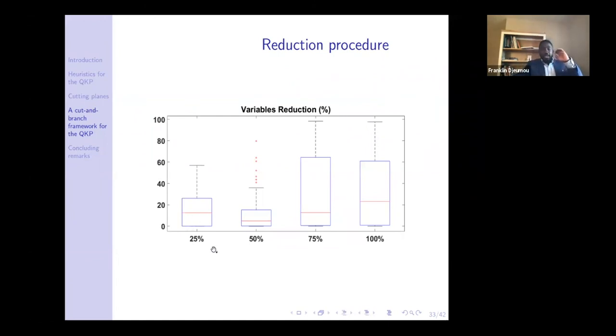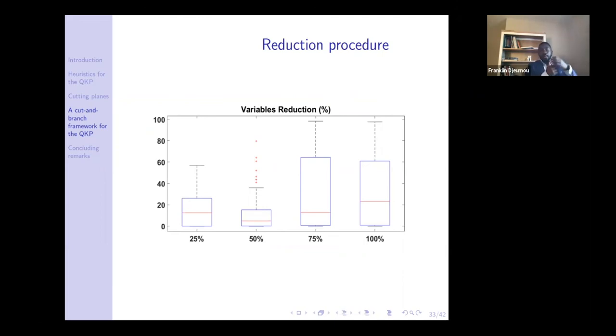So for example, when you have 25%, it means that you have about 25% of non-zero entries in your profit matrix, 50% non-zero entries in your profit matrix, and so on. So we can see that when your profit matrix is sparse, the reduction process is useful, but it's not that good, okay?